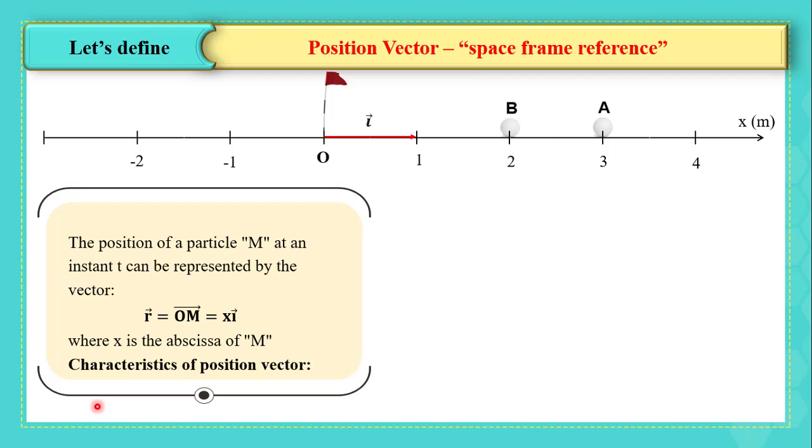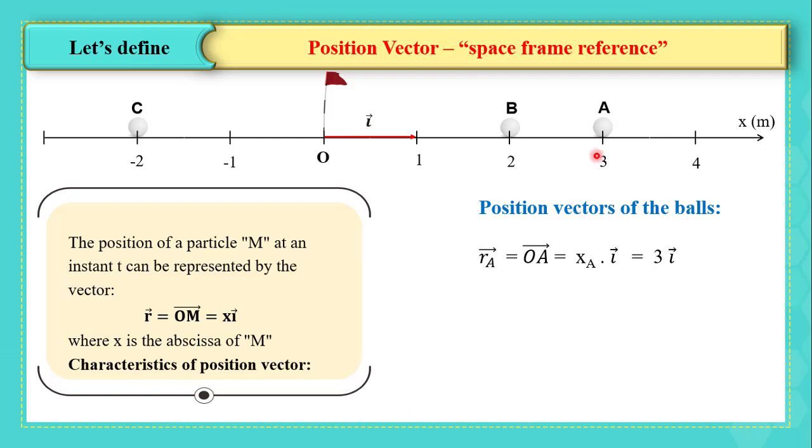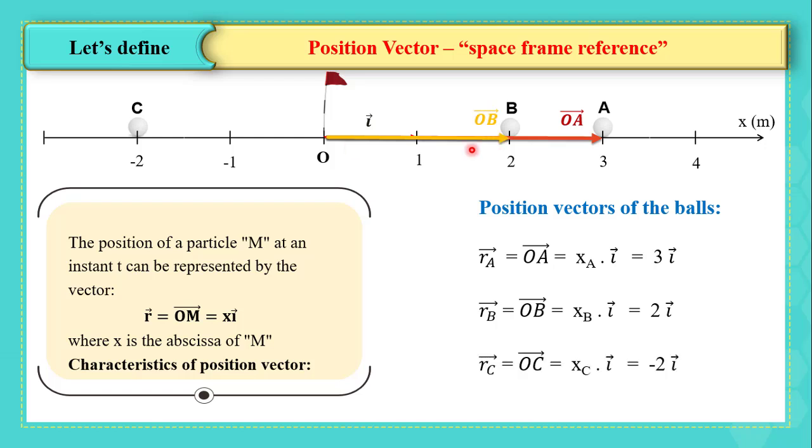Let's now write the expressions of the position vectors of balls A, B, and C and schematize them. The position vector of A is written as RA equal to the OA vector, which is equal to the abscissa of A relative to the origin O, which is equal to 3i. And here is the representation of RA. Similarly, RB is equal to 2i, and here is the representation of RB. And finally, the position vector of ball C is written as minus 2i, and here is the representation of RC.